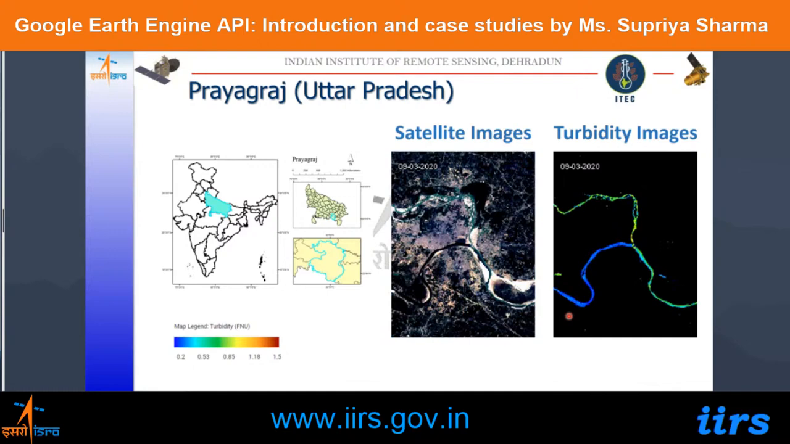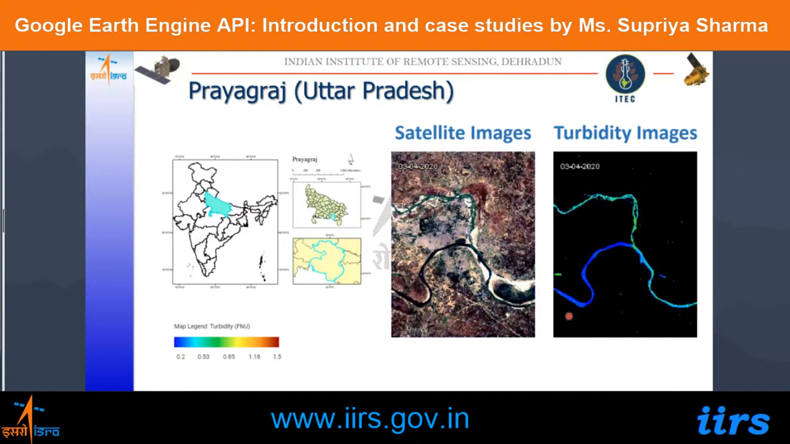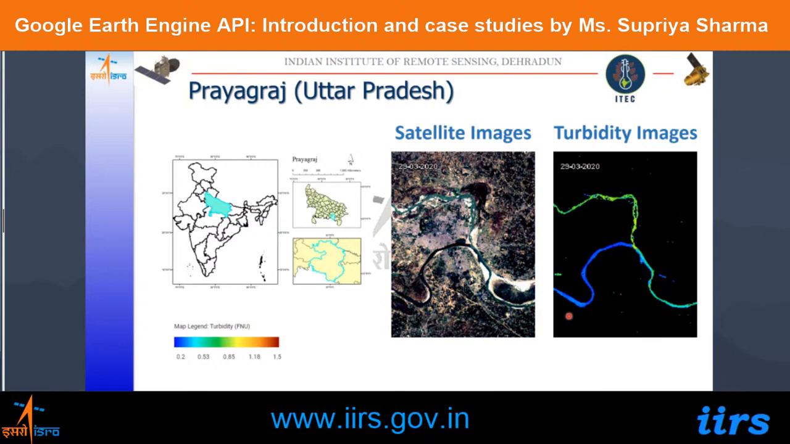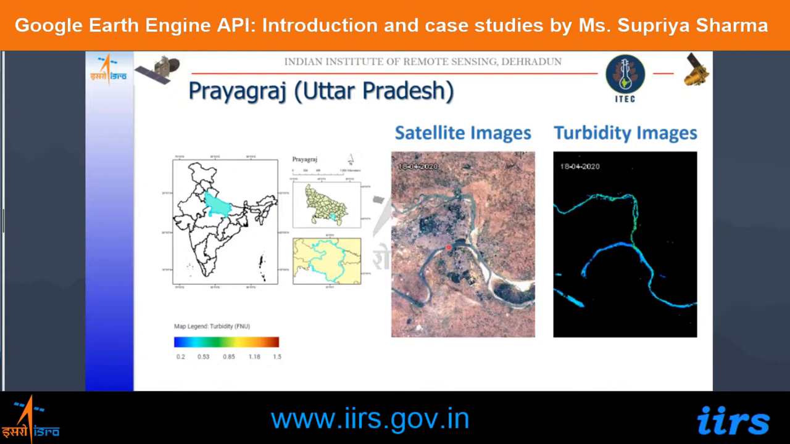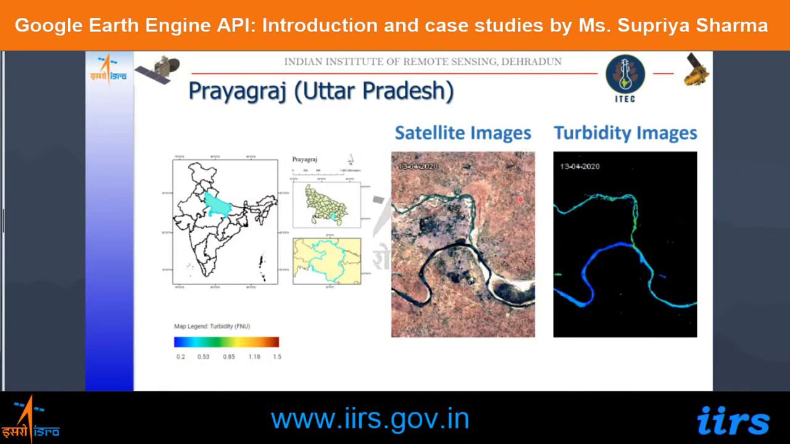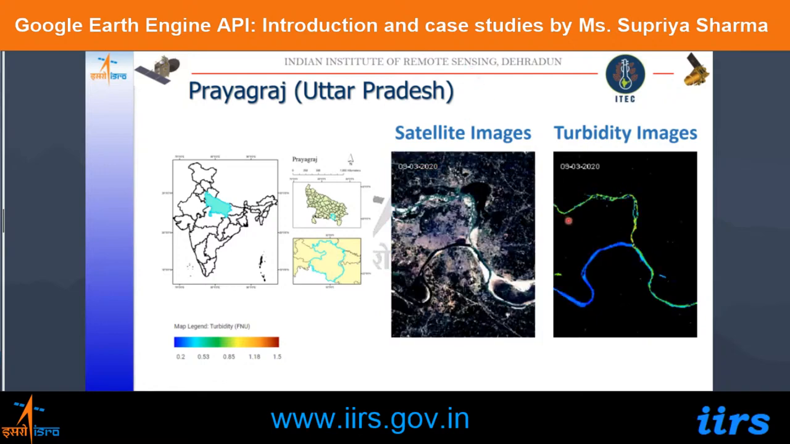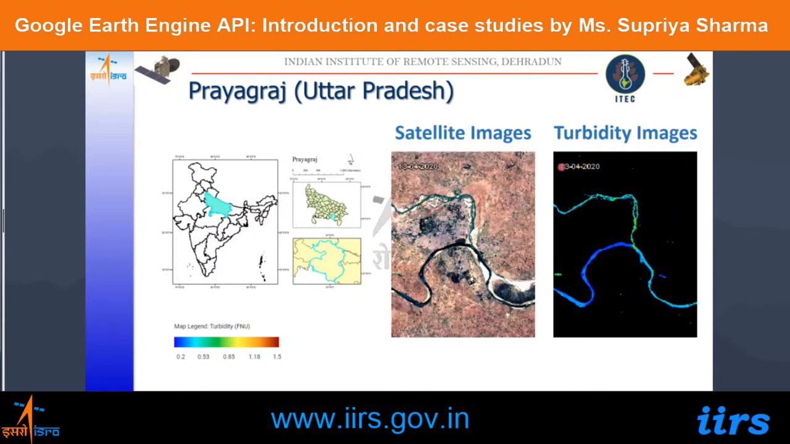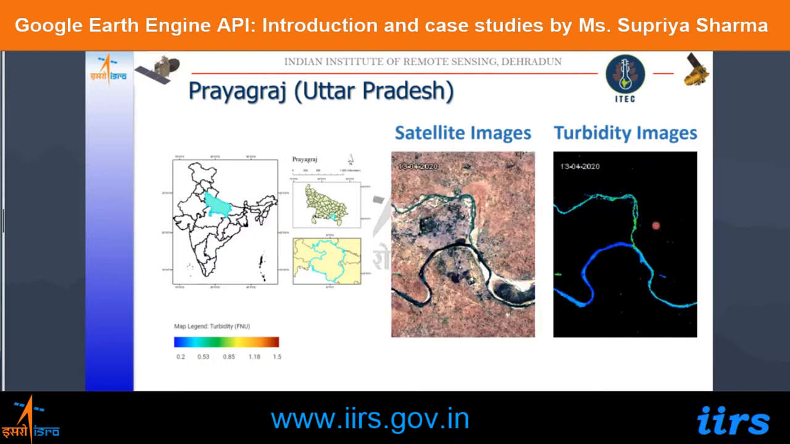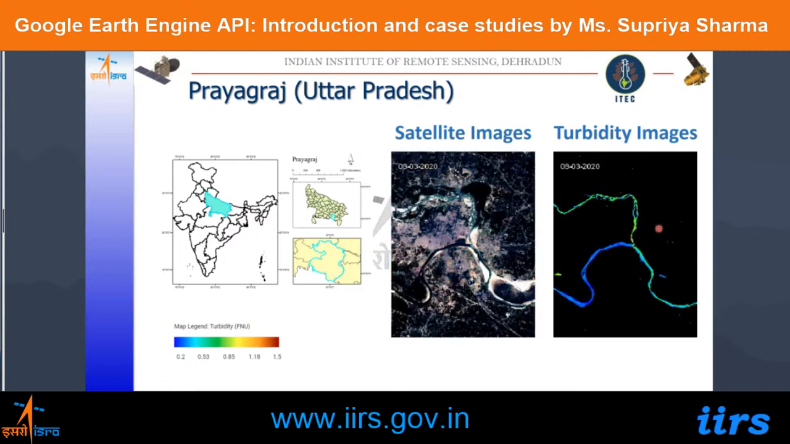Another example is the region of Prayagraj in Uttar Pradesh, and this is the time in 2020 when the first lockdown was imposed in India. We can see the two rivers, Ganga and Yamuna. When the lockdown was imposed, the turbidity of the two rivers reduced and the water quality increased. This can be observed by comparing the satellite image with the turbidity image. You can see that on the 3rd of April, the turbidity values seem to be at their minimum because the colors of the two rivers were at their bluest shade, we say.